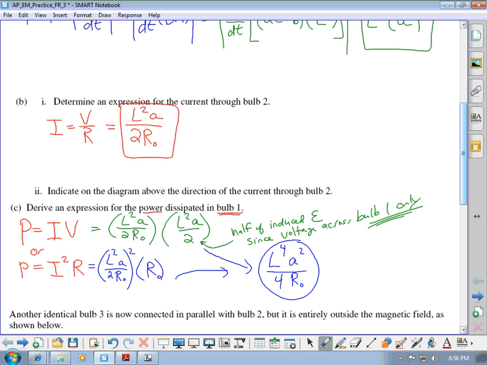And if I do that, L squared squared is L to the fourth, A squared is A squared. The denominator squared is 2R squared, so that's 2 squared R squared, so that's 4R squared. And then I'm multiplying by R0, so that just gives me the 4R0. So either way, those would both be correct ways of doing it. But again, it was common to use the full voltage instead of the voltage across just bulb 1.